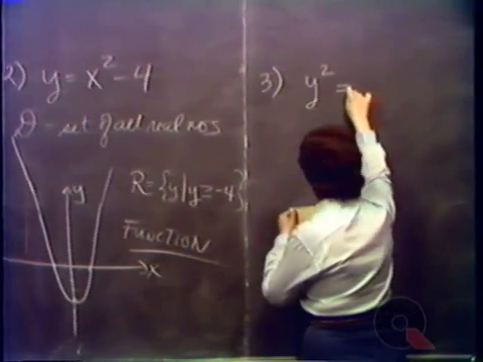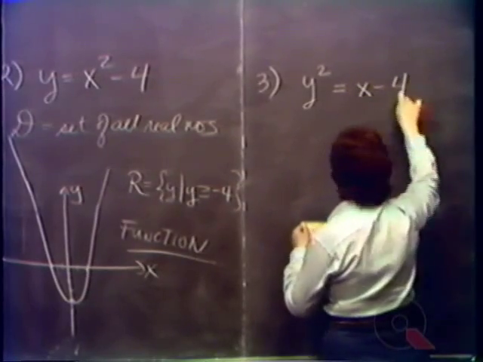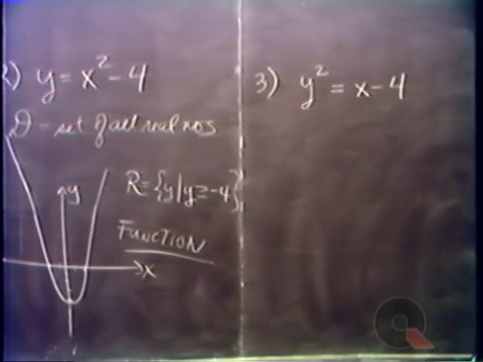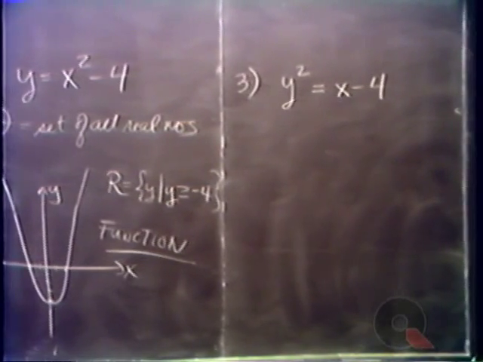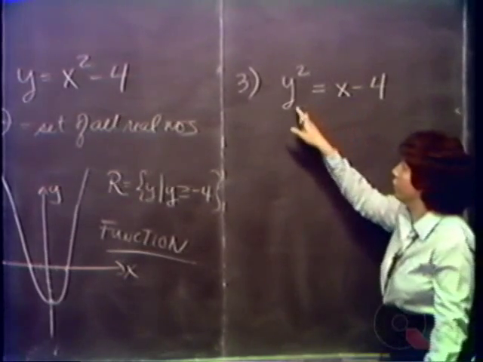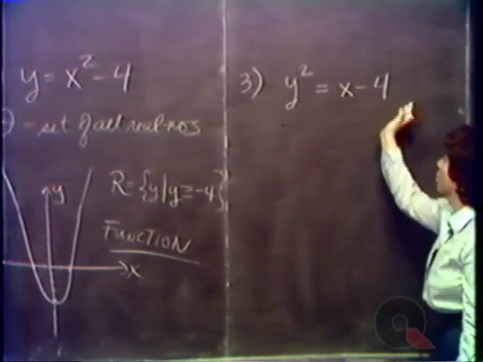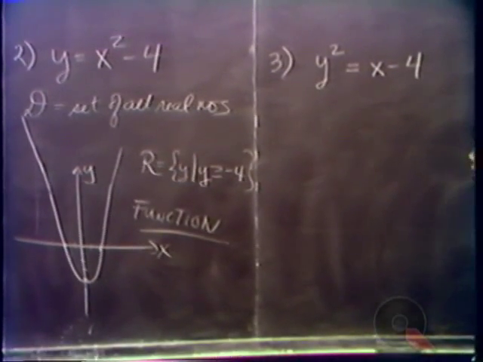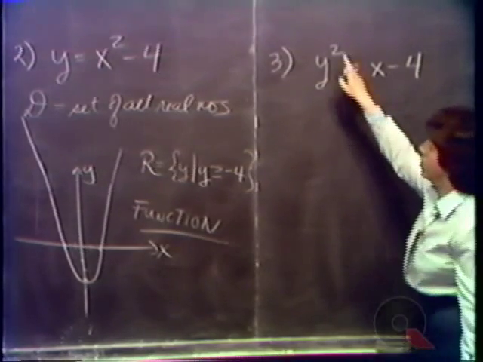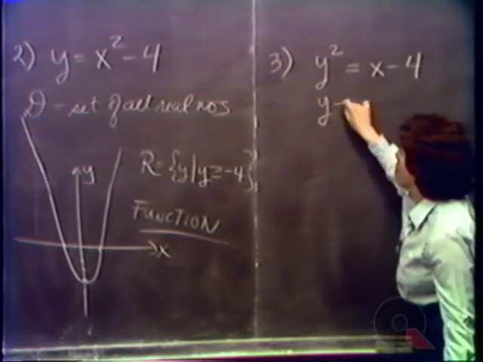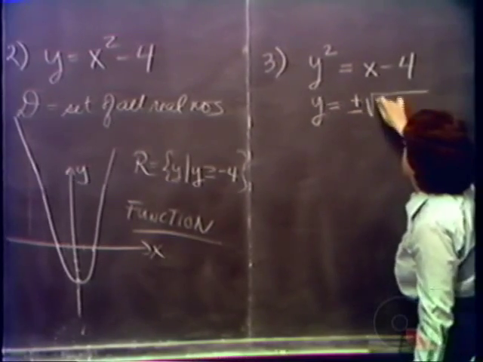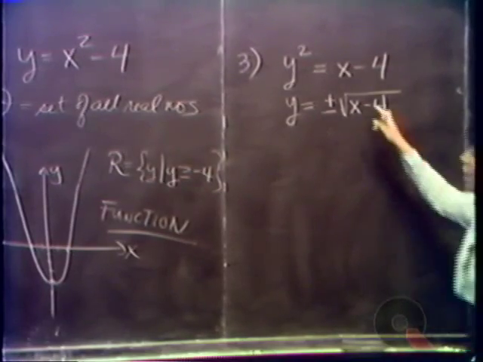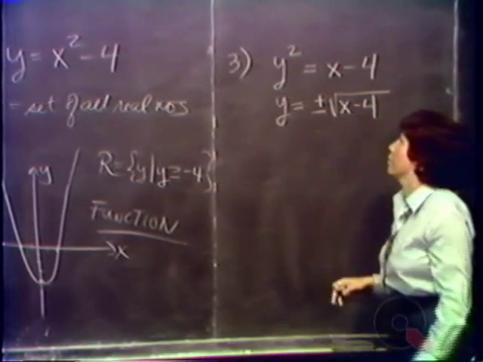y squared is equal to x minus 4. Now, when you're looking for the domain, it might be a little confusing. You might say, well, gee, there is no division, no fraction to worry about, and there are no square roots, but you'd be jumping the gun. This is y squared. If you were to solve the other way, y is equal to plus or minus the square root of x minus 4. So actually, to find a y value, you have to take a square root. So there is a square root involved here.